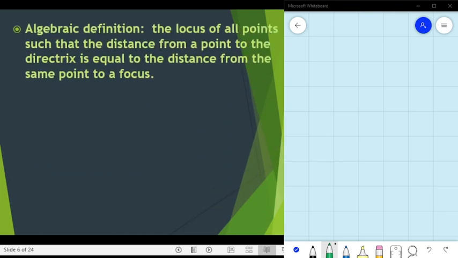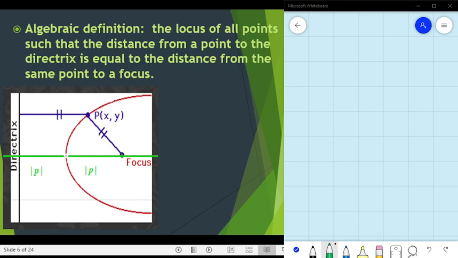Okay, so the definition states that the parabola is the locus of all points such that the distance from a point to the directrix is equal to the distance from the same point to the focus. So that is the definition of a parabola.